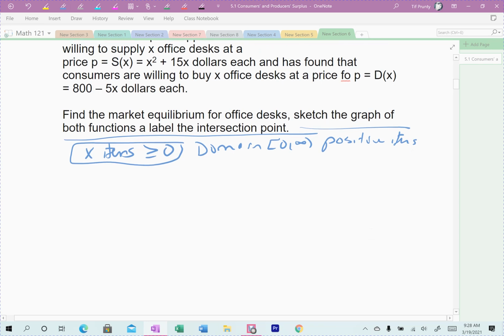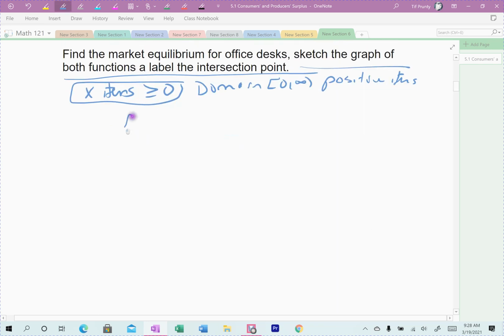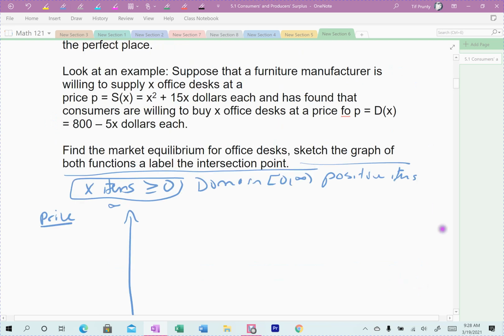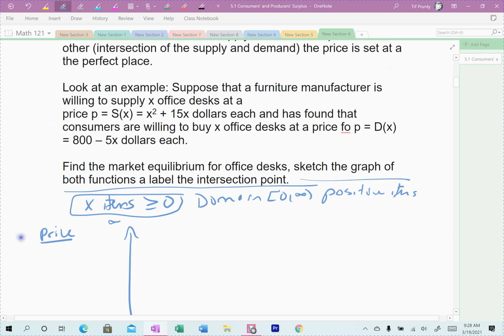I'll always start at 0. When I graph these, the first quadrant is all I'm going to graph. We start at 0, and this goes off to positive infinity. This represents my items. This represents the price, and the price is always positive. So in our case, the y value is the price and the x value is the item.